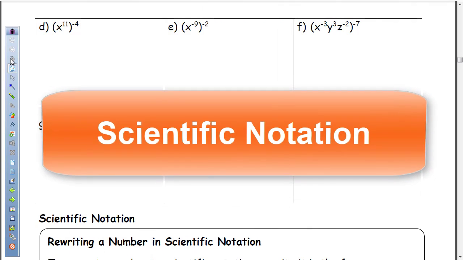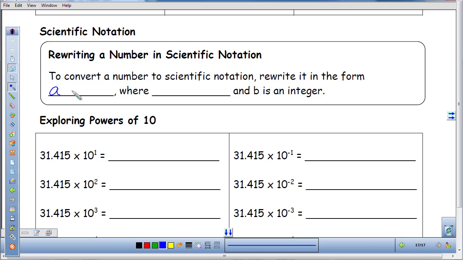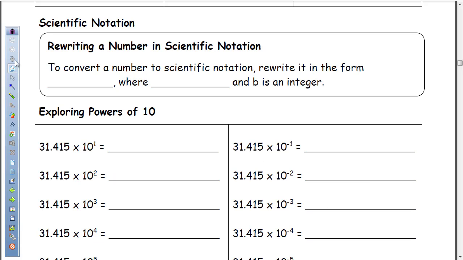Let's talk about scientific notation. Okay, rewriting a number in scientific notation. To convert a number to scientific notation, rewrite it in the form a times 10 to the b, where 1 is less than or equal to a is less than 10, and b is an integer. So what this does is it forces us to have just one digit in front of the decimal place. Okay, so if we explore powers of 10, and we kind of did this a little while ago with some other numbers.